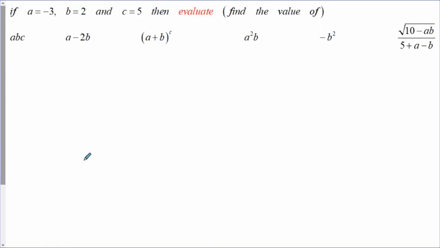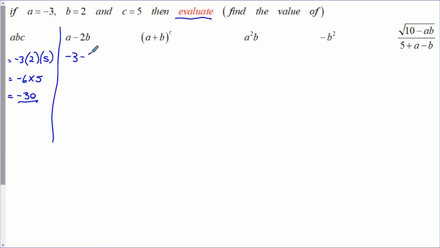Right. Let's do some substitution. So A is negative 3, B is 2, and C is 5. And we have been asked to evaluate, which means find the value of these expressions. ABC is going to be negative 3 times by 2 times by 5. Okay, negative 3 times by 2 is negative 6, and negative 6 times by 5 is negative 30. A minus 2B, well, that's going to be minus 3 minus 2 lots of 2. So that's going to be minus 3 minus 4. It's going to be minus 7.